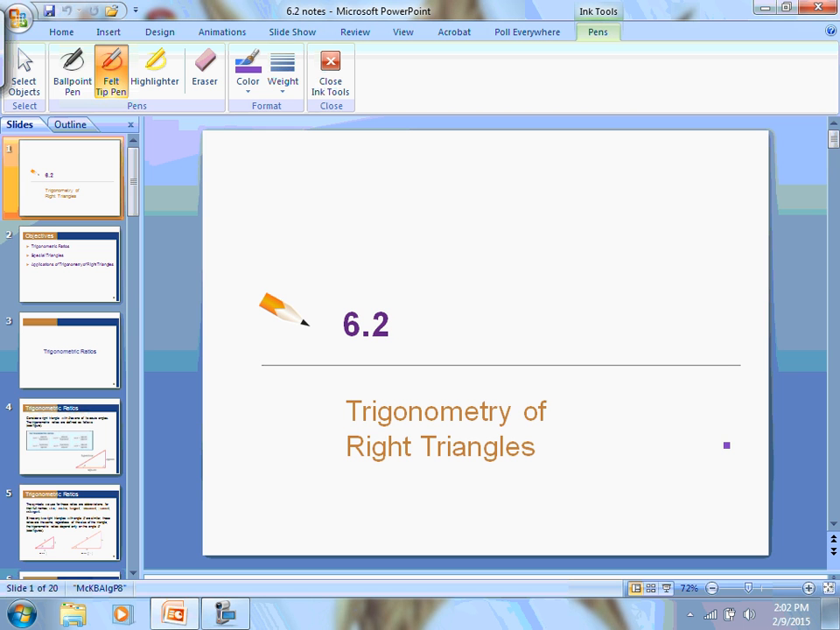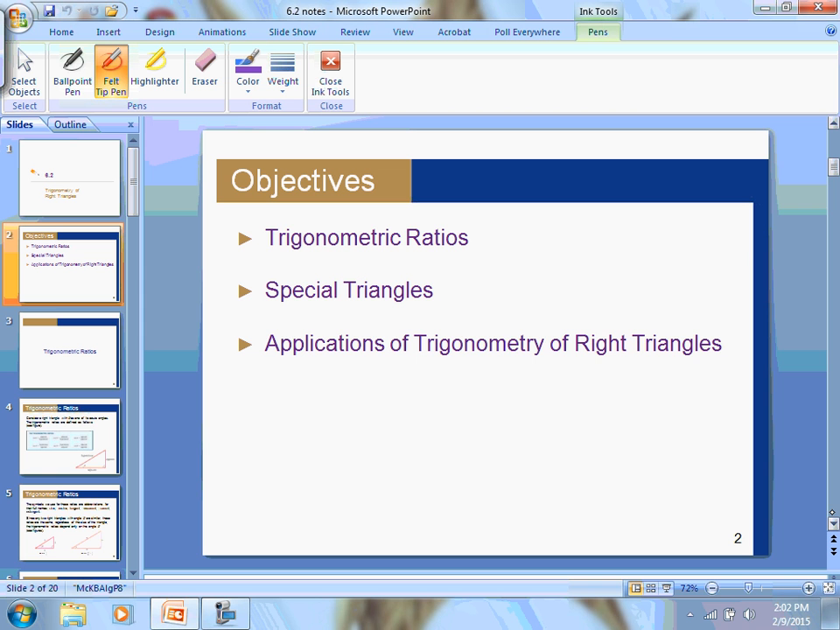These are the notes for section 6.2 entitled Trigonometry of Right Triangles. And today we're going to review the 6 trigonometric ratios as well as the special right triangles. Those are going to be our 45, 45, 90 and our 30, 60, 90 triangles. And then we're going to use that information to help us solve a right triangle.